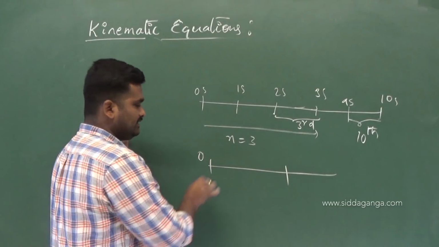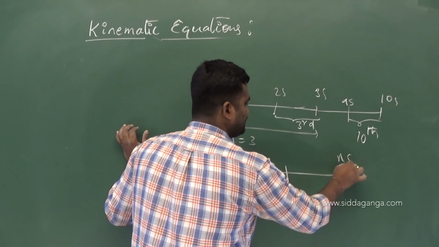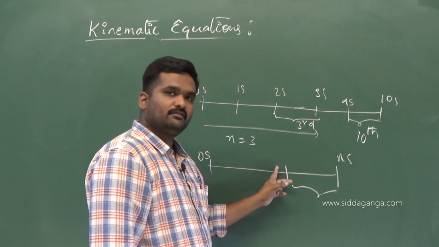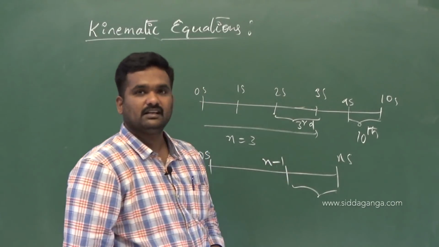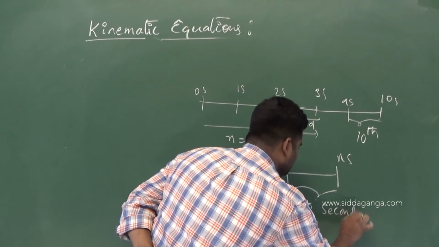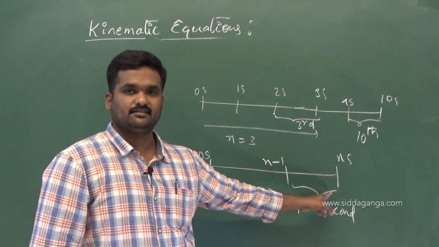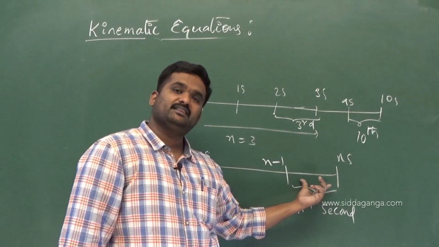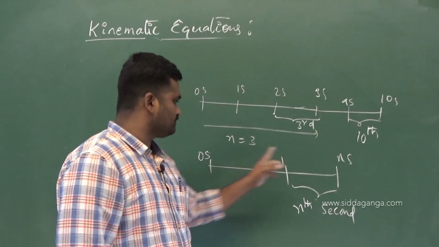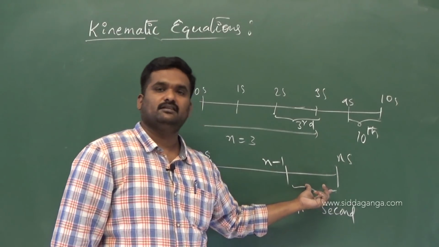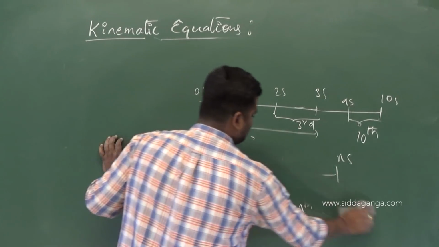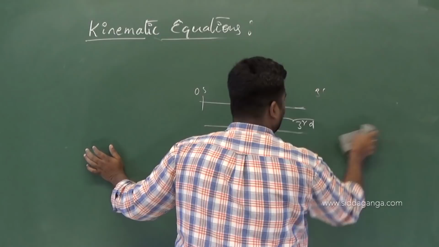If I say 0 seconds is here, up to here it is n seconds. Before that, which second will it be? n minus 1 only, right? Then what do you call this second now? The nth second. Keep it in mind. Now what is the displacement covered during this nth second? In n seconds, un plus half a n square I can write from 0 to n. But for the nth second, how do we solve it? We'll see now.